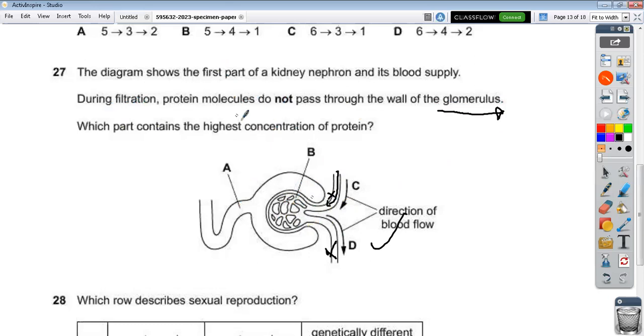So they're saying that during filtration, protein molecules do not pass through the walls of the glomerulus. Which part contains the highest concentration of protein during that process? Highest concentration. What is the function of your kidney? What is the main function of the kidney? If we go back to that, what is the main function of the kidney?